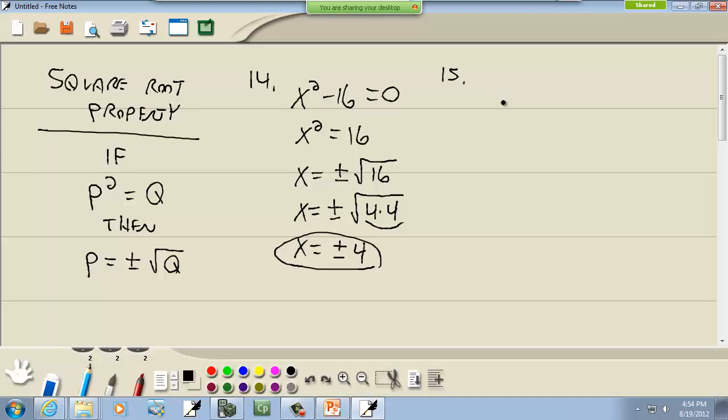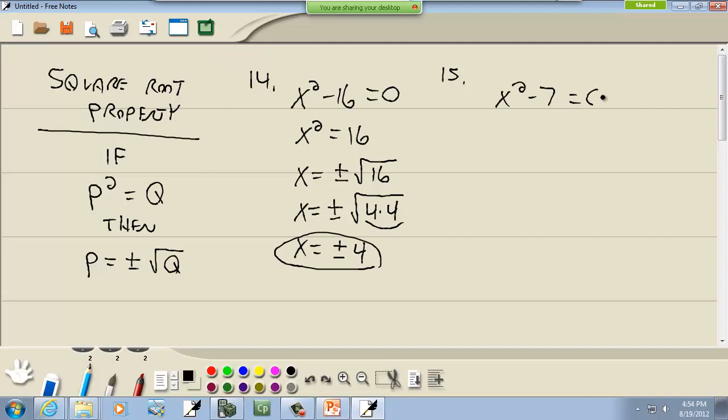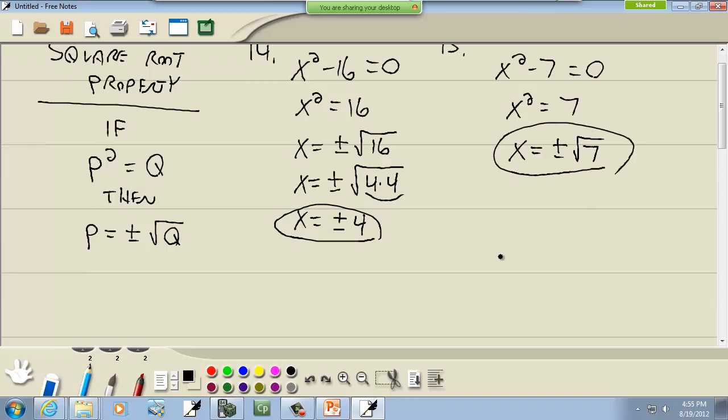This one we got x squared minus 7. The instructions again are find all the real zeros, which means set it equal to 0 and solve it. So this again is a square root property, because we can get the x squared by itself real easy. So I'm going to take the negative 7, move it over to the right side. We get x squared is equal to positive 7. Now the entire left side is squared, so our formula says drop off the squared and put a plus or minus square root around the other side. And that's actually our answer, plus or minus square root of 7.